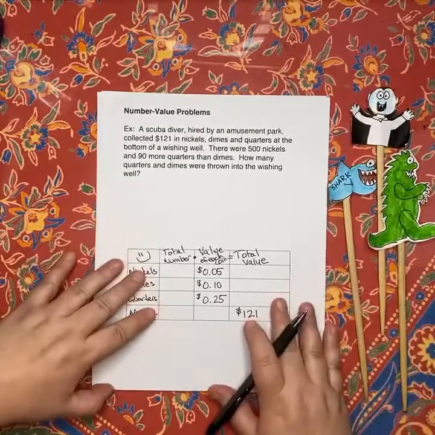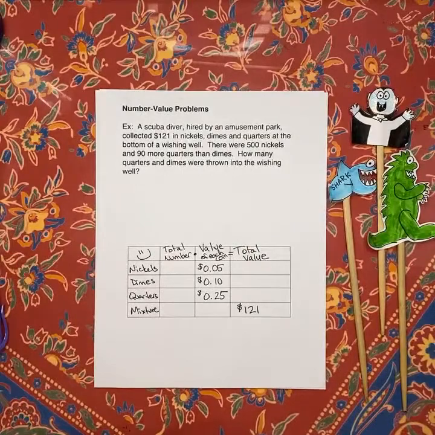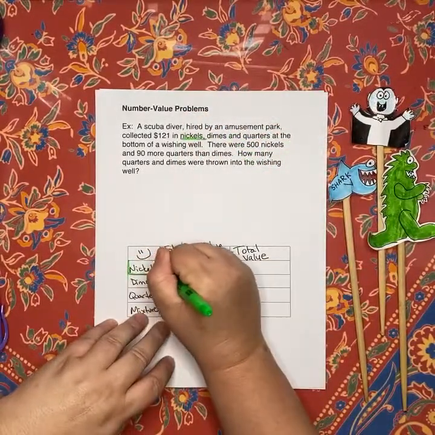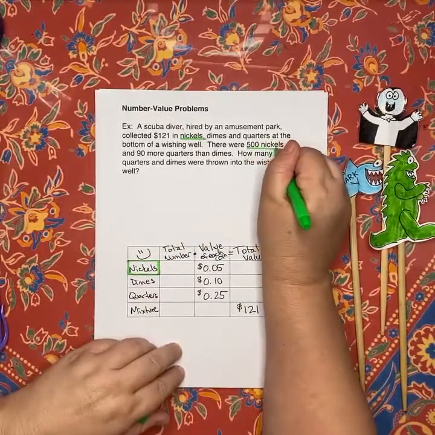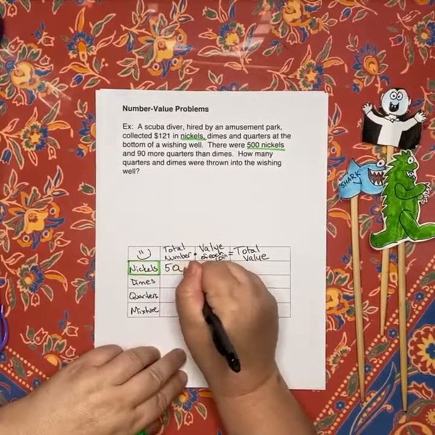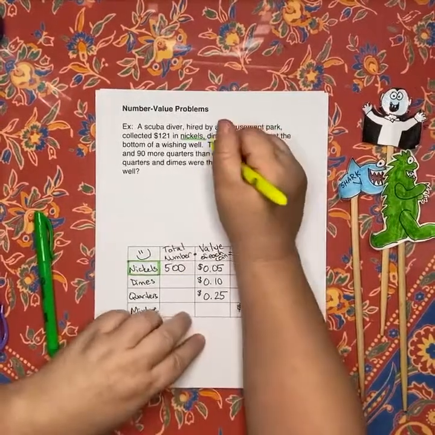Okay, so as I read through, I've got my nickels. So my nickels will be green. There we go, my green nickels. How green are your nickels? And I see right off the bat there are 500 nickels. Woohoo, 500. Bam, this is going to be easy. And then I look and I see, okay, I've got dimes.